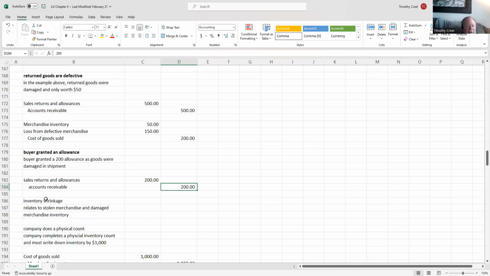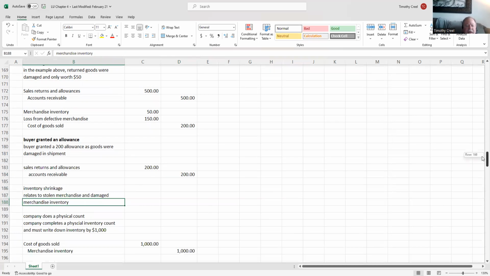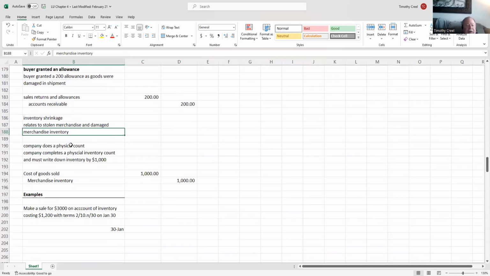Now, inventory shrinkage relates to stolen merchandise and damaged merchandise. Here's how to think about it. A company does a physical count. They complete the physical count and must write down inventory.